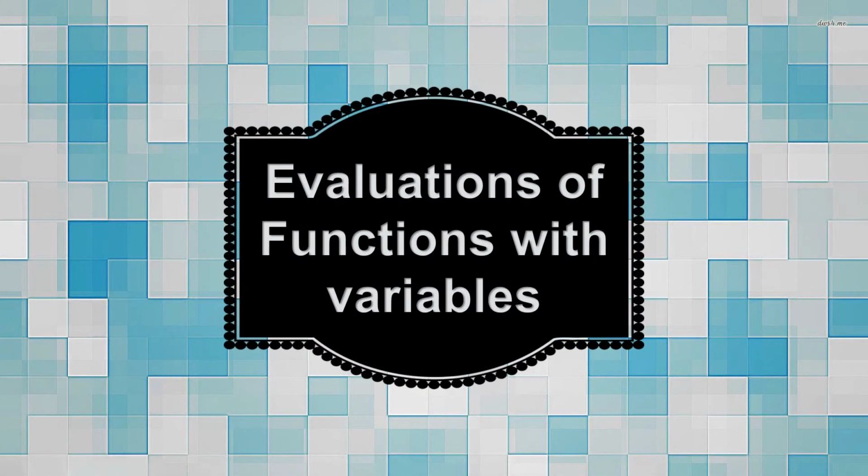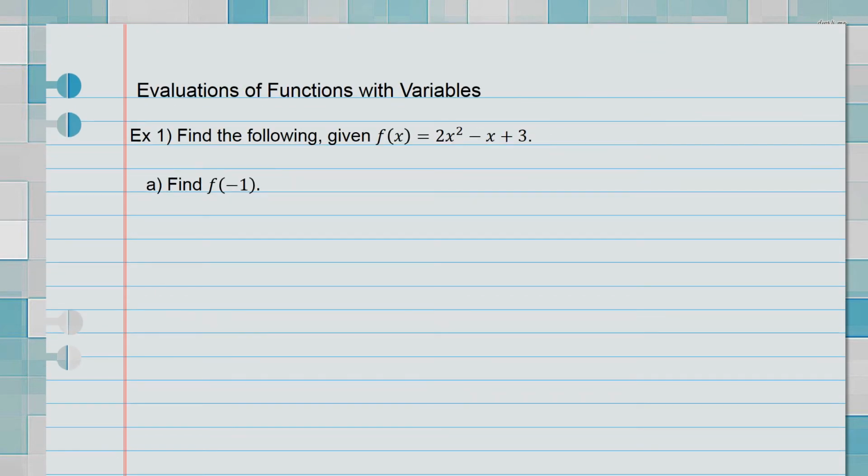This lesson is over evaluations of functions with variables. Example 1. Find the following given f of x equals 2x squared minus x plus 3. Part A says find f of negative 1.